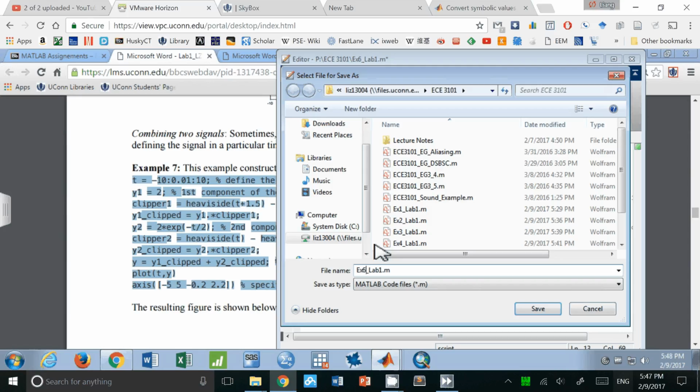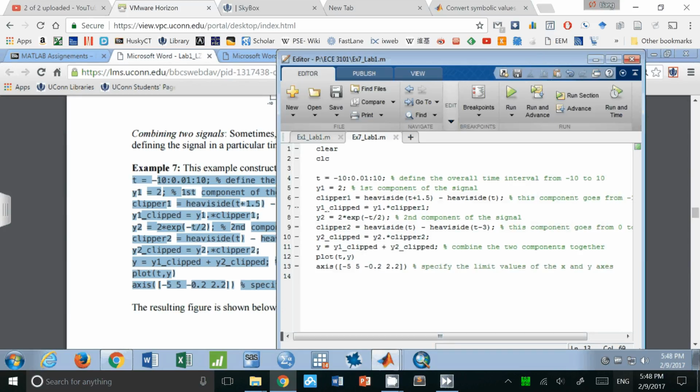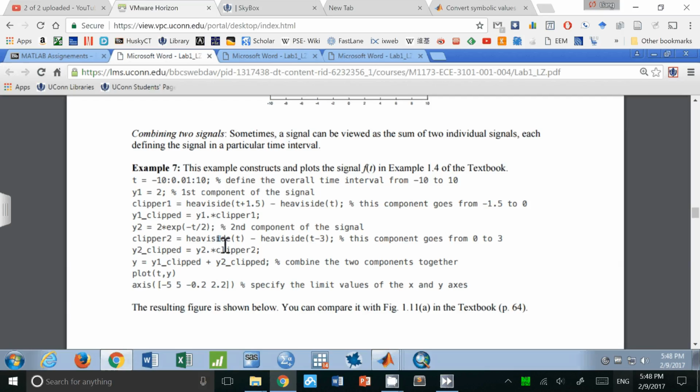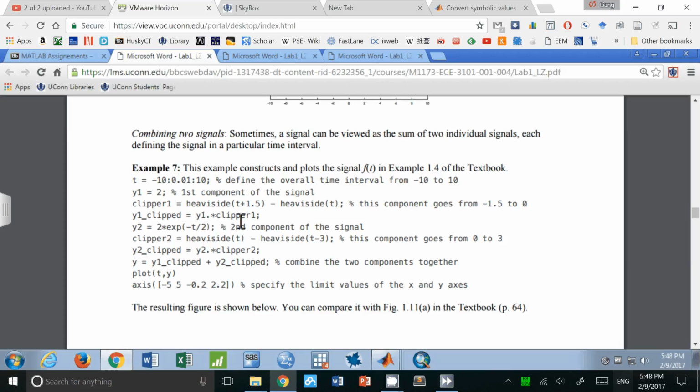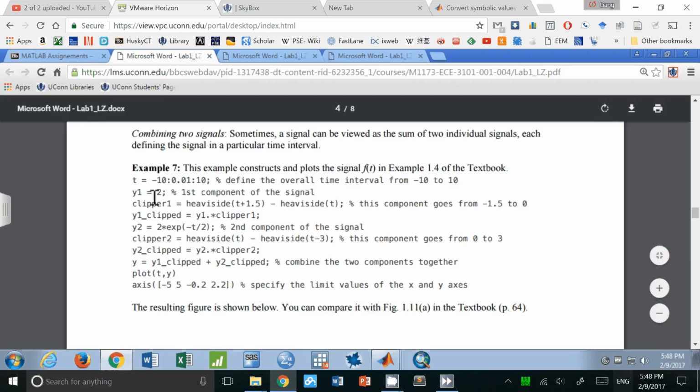That's example 7. Now this is the example I actually took from the textbook. So the story is in explaining example 1.4 of the book. Okay, so we have the time axis from -10 to 10. We have a constant 2. I took this part only from -1.5 to 0. So I applied this window clipper to it.